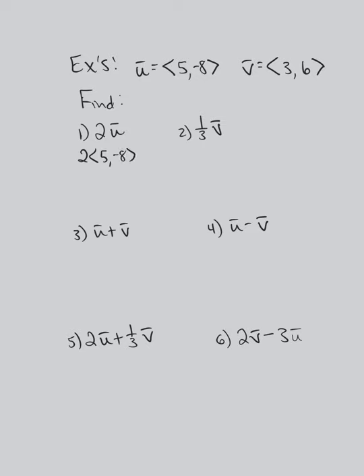So I just distribute that 2 in there, and I get 10, -16. The vector 2u is 10, -16. For 1/3 v, same kind of idea, but we're working with v, so we have 1/3 times 3, 6. I distribute that 1/3 in there, and 1/3 times 3 is 1, 1/3 times 6 is 2, so I just get the vector 1, 2. Let's separate all these so it's easier to see.